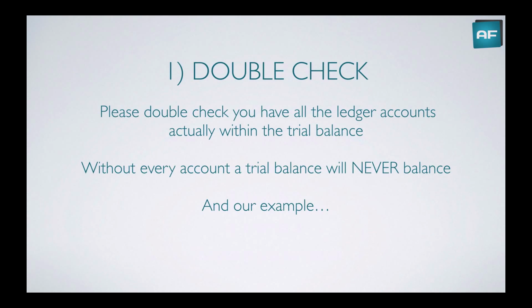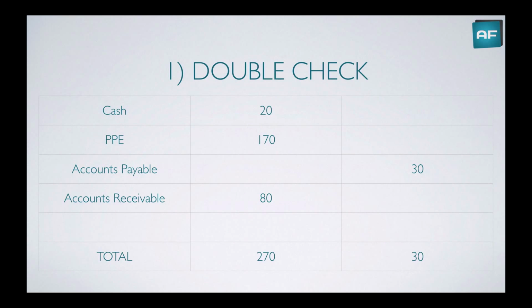Okay, first of all, this is the obvious one. Please double check that you have all the ledger accounts actually within your trial balance. So go back to your ledger accounts, double check your trial balance, make sure they're all there. If there's a number missing or a ledger account missing in your trial balance, it'll never balance. It's an impossibility.